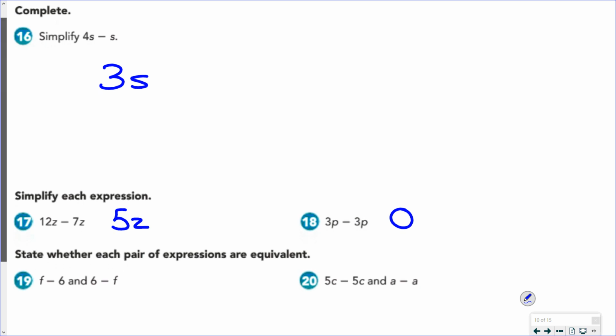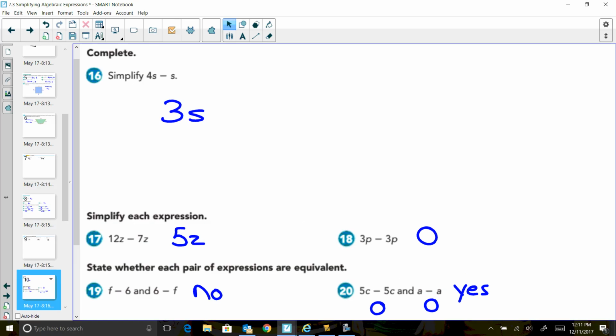For numbers 19 and 20, we're determining if expressions are equivalent. Number 19 is no. They are not equivalent because you cannot switch the order in subtraction. The one time when they would be equivalent is when f is equal to 6. And then number 20, yes, they are equivalent because 5c minus 5c is 0 and a minus a is 0. So there's the lesson for today. As always, I hope this helps.